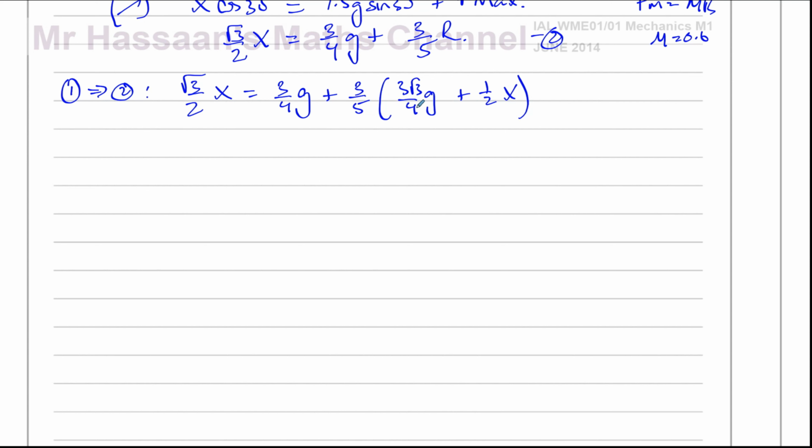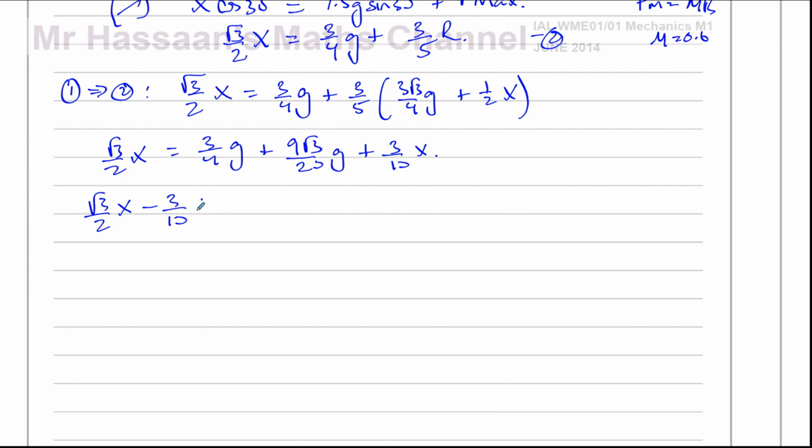So I need to expand this. I've got root 3 over 2x is equal to 3/4 g plus, that's going to be 9 times root 3 over 20g, plus 3 over 10x. Let's bring the x's together. So root 3 over 2x minus 3 over 10x equals 3/4 g plus 9 times root 3 over 20g.